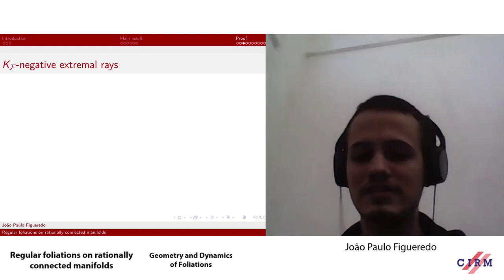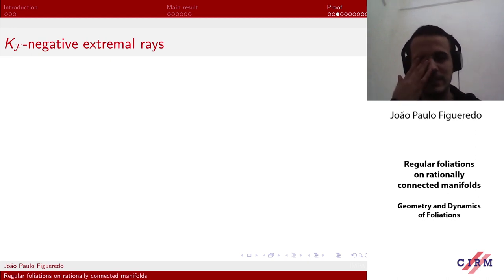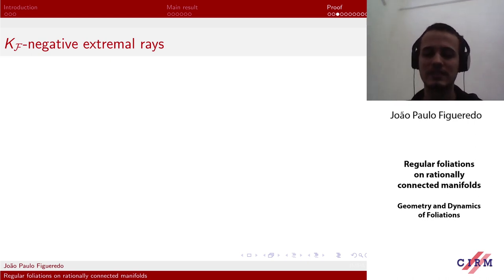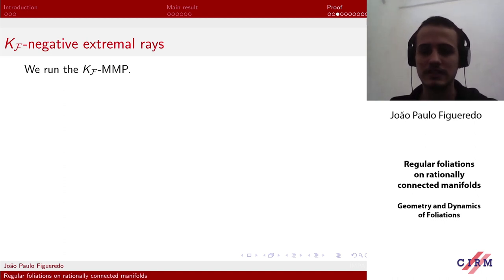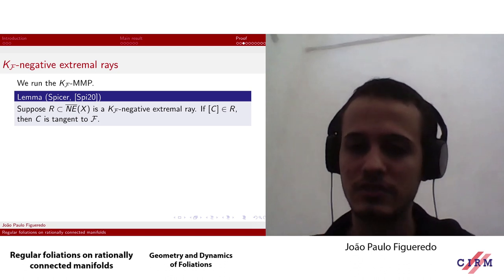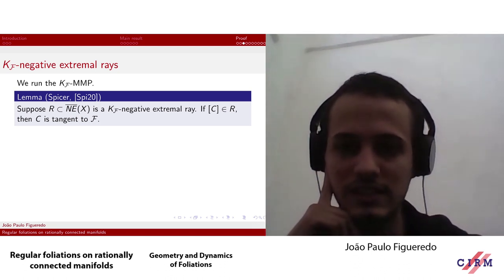So let's begin the proof. Step one is to show that X' and F' are regular. So let's run the MMP. We know we can do that. A first remark is that when we run the MMP, we only contract curves which are tangent to the foliation. This was proved by Spicer in his paper.